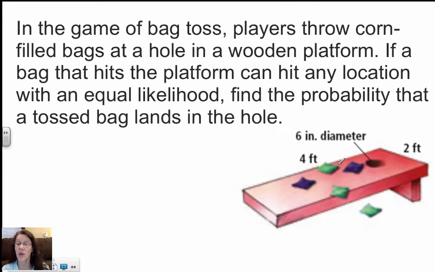All right, you try this one. In the game of bag toss, players throw corn-filled bags at a hole in a wooden platform. If a bag that hits the platform can hit any location with equal likelihood, find the probability that the bag lands in the hole. Okay, so we're just talking about the top area. It's 6 inches in diameter for the hole. The entire length of this board is 4 feet, and the width is 2 feet. You try that probability, please.